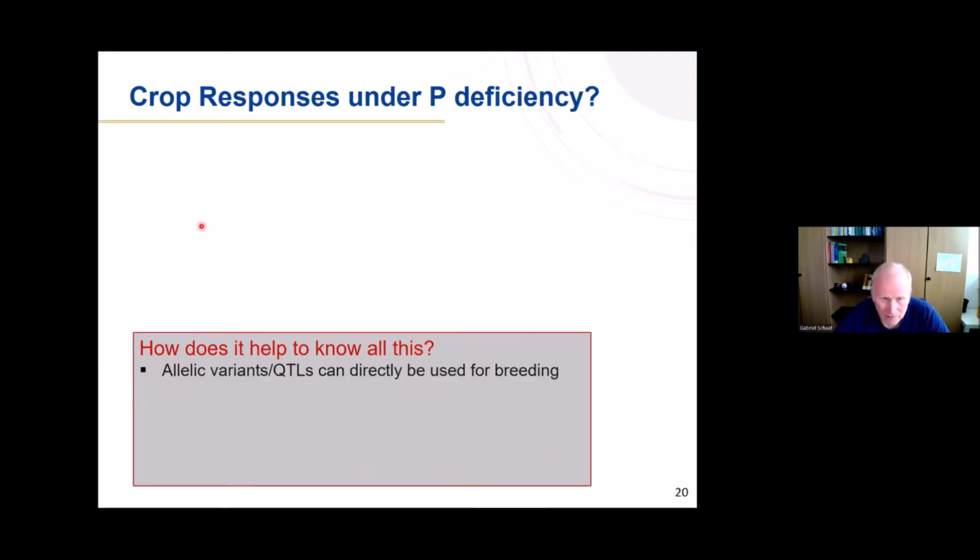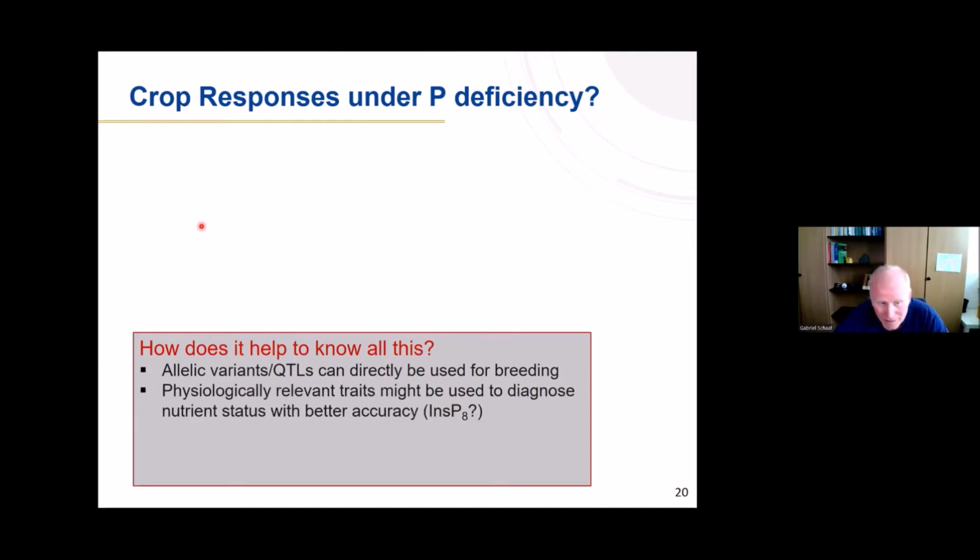Okay. And so now the question is, how does this all help with what we actually want to do in PhenoRob? Of course the allelic variants, the QTLs, can be directly used for breeding, but also the physiologically relevant traits might be used to diagnose nutrient status with better accuracy.